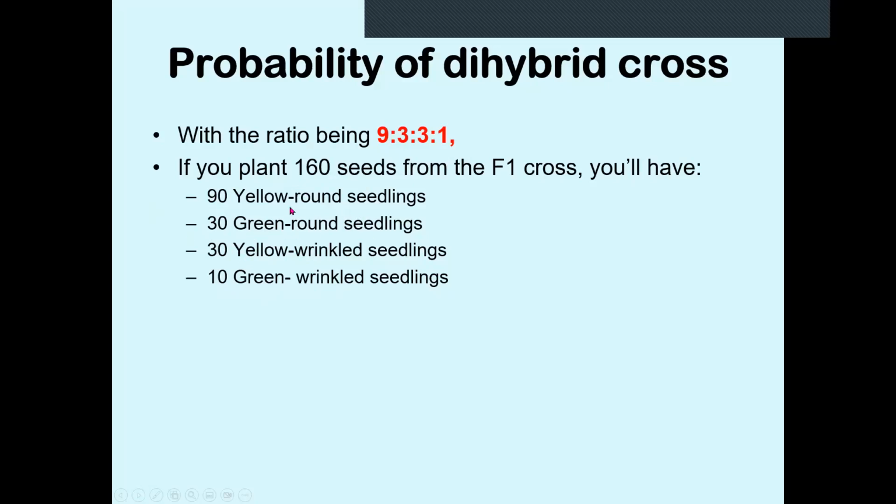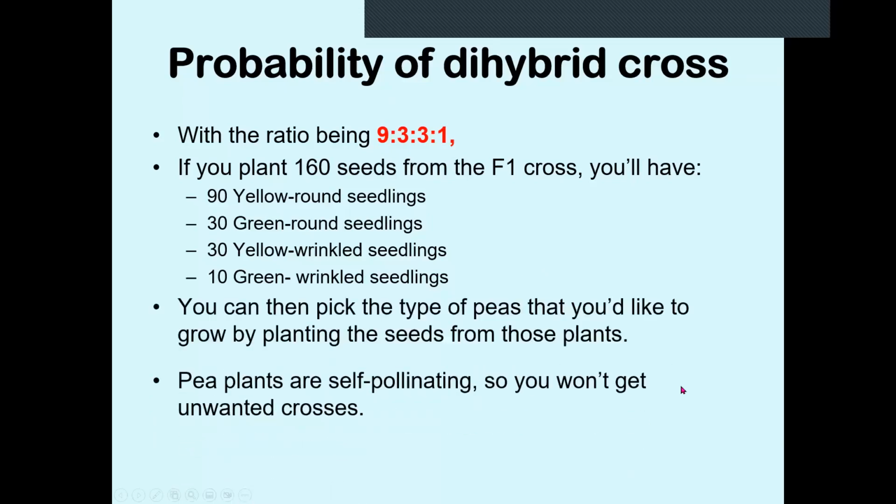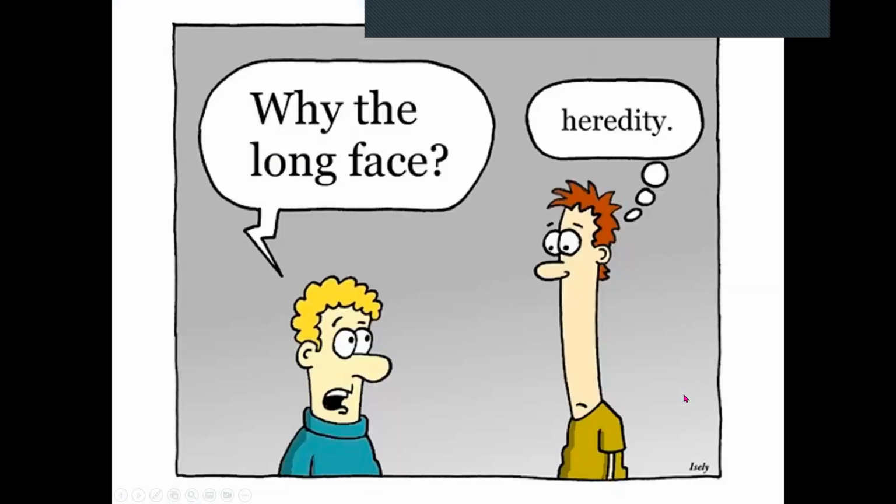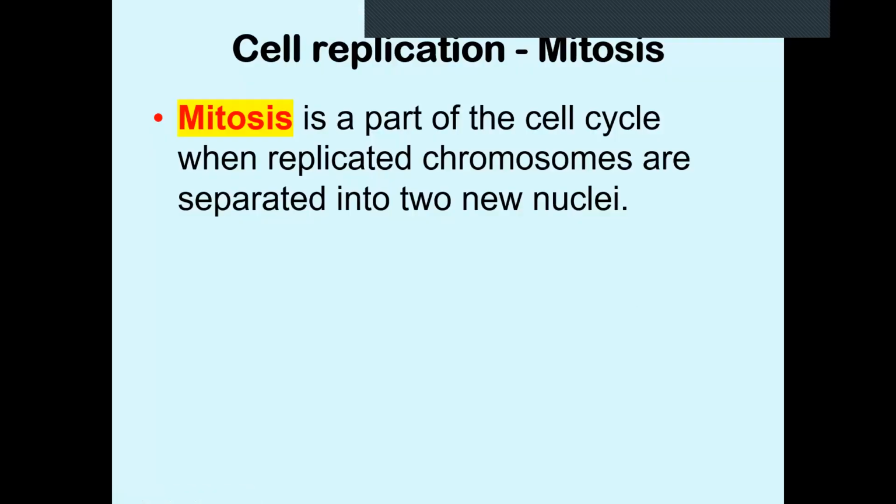So you take these 30 here, and that's what you grow. You just select what you want. Okay, eat them. Now, pea plants are self-pollinating, like tomatoes, and so you won't get unwanted crosses. So the genetics is quite simple, and the farming is quite straightforward. I like this. Why the long face? Heredity. So this is all about heredity.